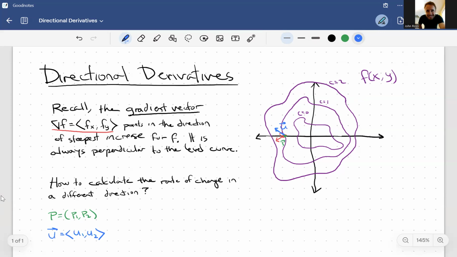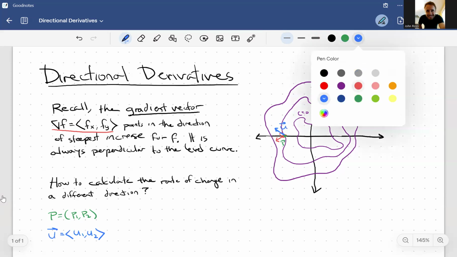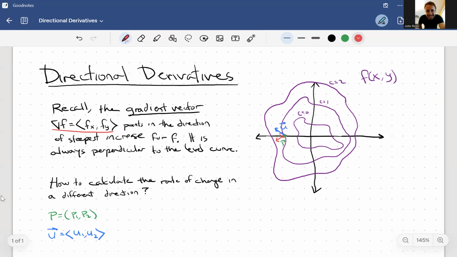Now, to identify what we mean when we talk about a directional derivative, we mean the rate of change of this function as we move in the direction of vector u, starting at the point of vector p. And so to formalize this, we can create a line going through vector p in the direction of vector u.